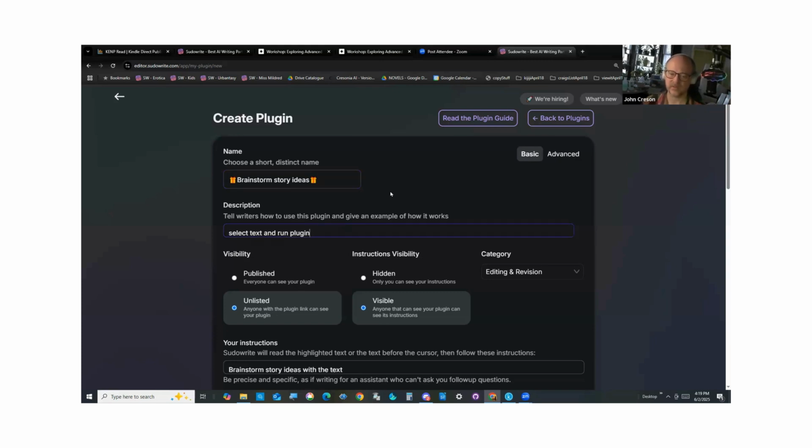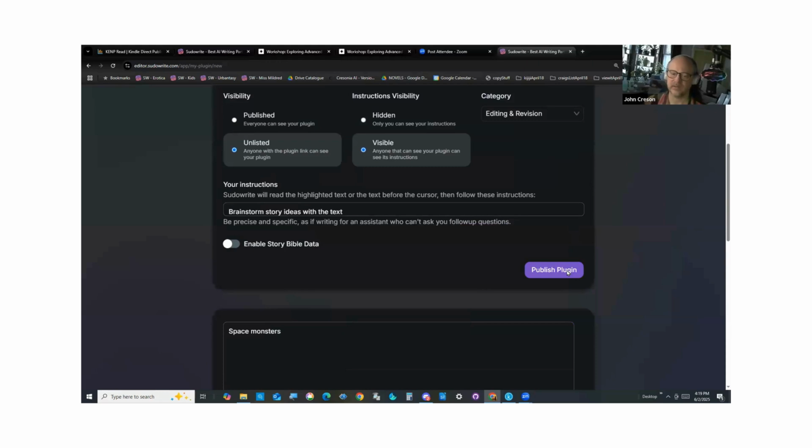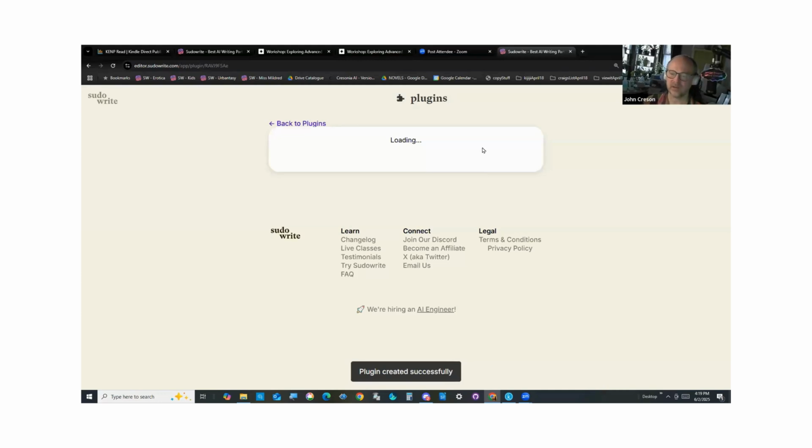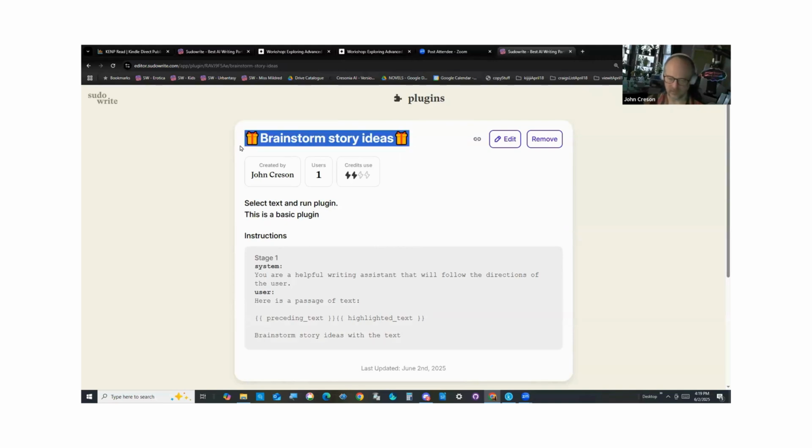So I'm going to do stream brainstorm story ideas, select text, and run the plugin. And this is a basic plugin. And I'm going to publish that plugin because I think it's so great. And this is where you get this page, right? So there's my brainstorm story ideas. And you can go back and edit it.